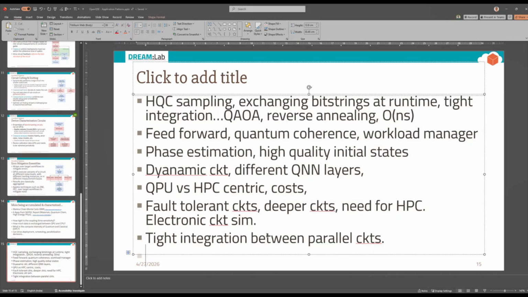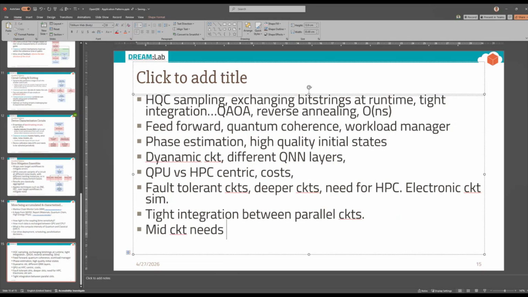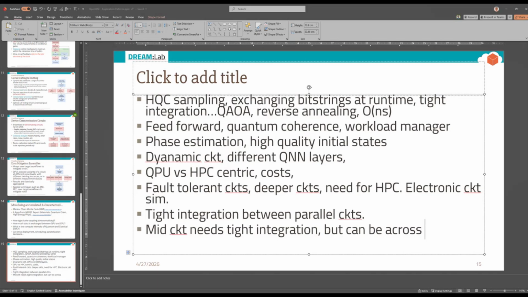But would you need HPC for that case? Do you need that feed-forward data to be transferred, and do you need HPC right there for execution or for processing this feedback, or is just a small classical system close to the quantum sufficient?